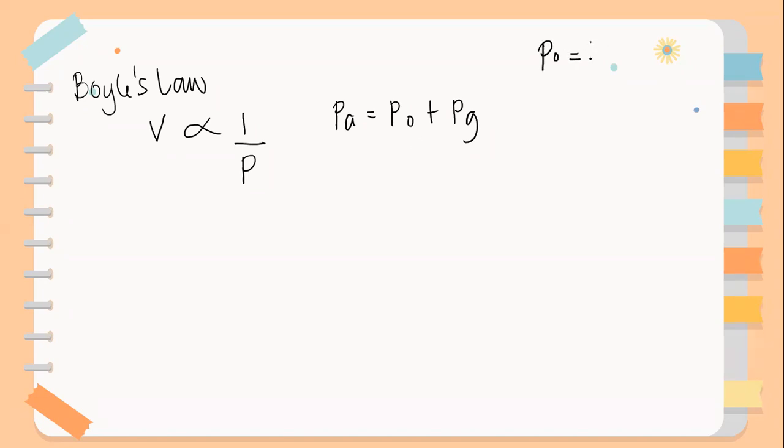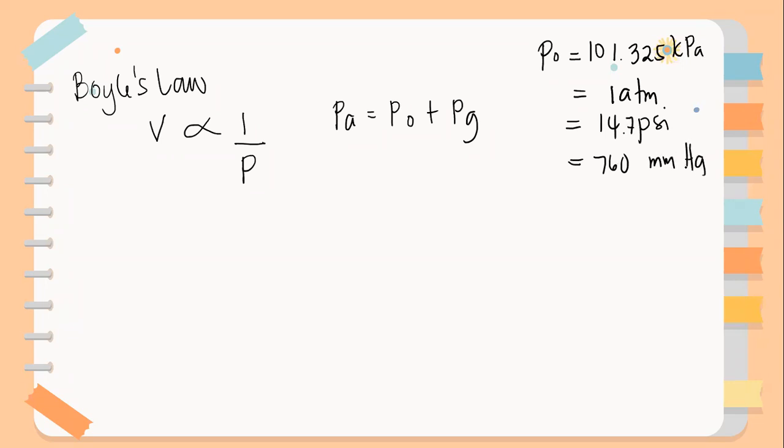Remember, we have the constant values for the atmospheric pressure: 101.325 kilopascal, 1 atmosphere, 14.7 psi. Psi is pounds per square inch. What else? We have 760 millimeter mercury, then we have 29.92 inch mercury.